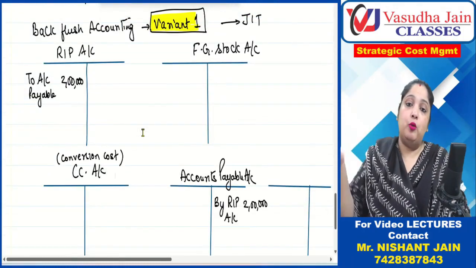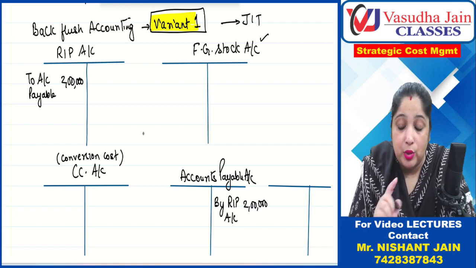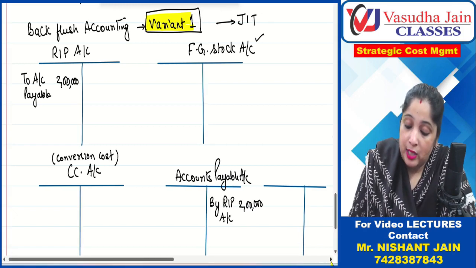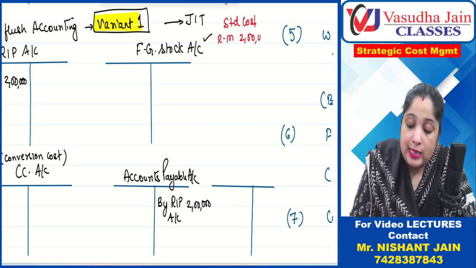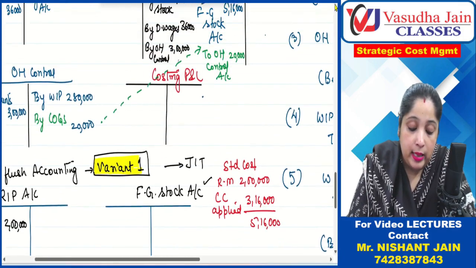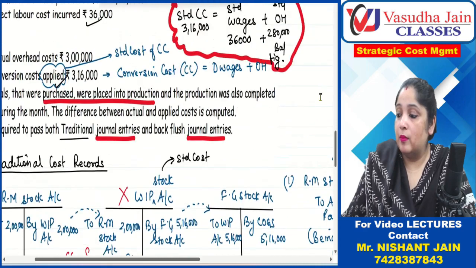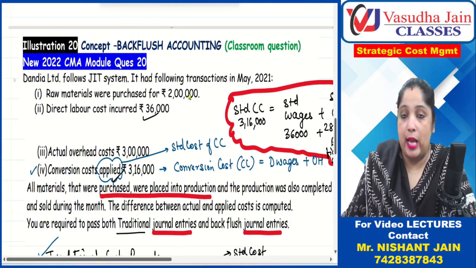Backflush accounting says that you have to move backwards. So we are going to value finished goods first. How are we going to value finished goods first? We know that on finished goods, the question has stated very clearly what the standard cost is. Raw material cost is 2 lakh and CC, that is conversion cost applied, should have been 3,16,000. So the total is 5,16,000, they have mentioned to you. Please check. They have said that on conversion cost applied 3,16,000 standard cost and raw material is 2 lakh. Conversion cost includes direct labor as well as your overheads.